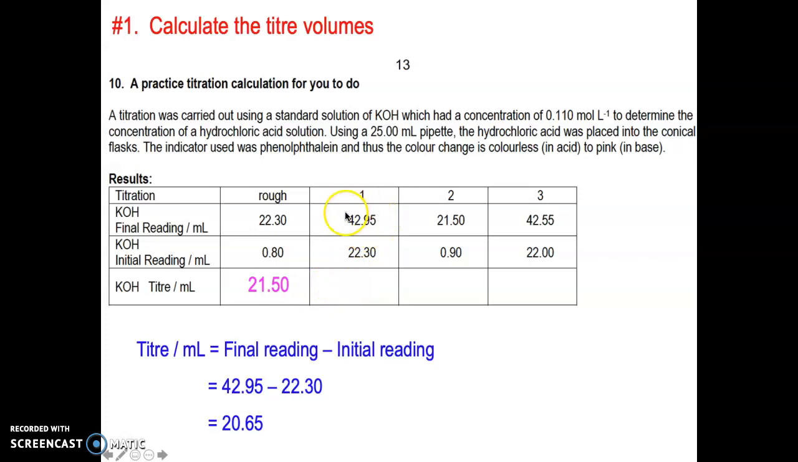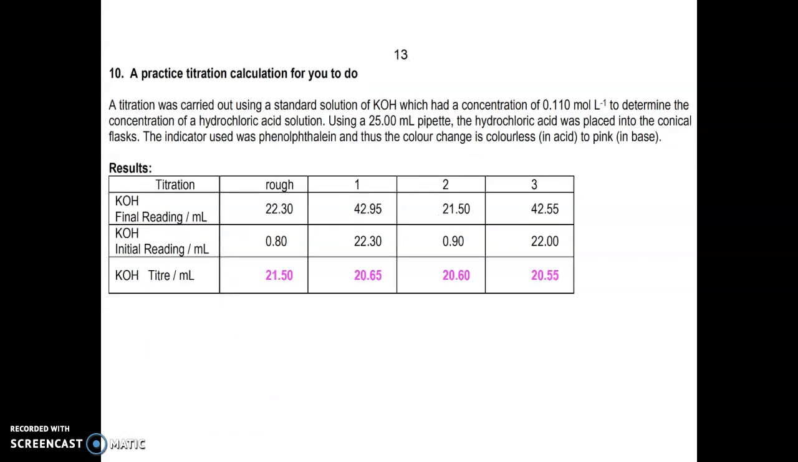So again, take the final reading, 42.95, and subtract off the initial reading, 22.30, and this answer, 20.65, will go into this box. Pause the video and do the second and third ones. Assuming you've done your calculations correctly, these are the values you'll have for the titers used.